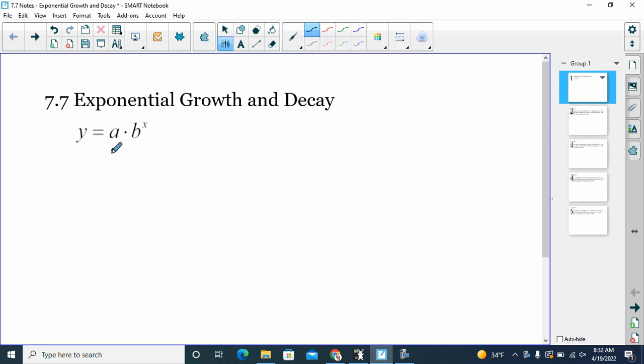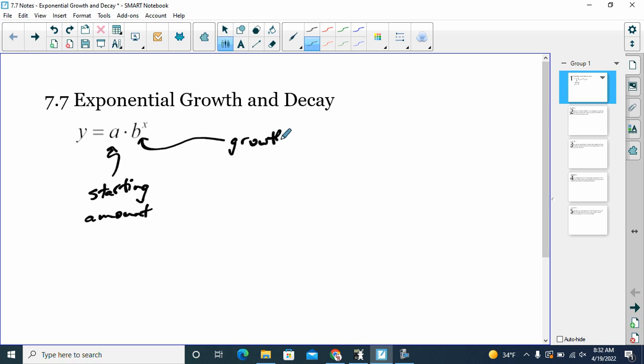When we are working with this, a is always the initial amount. A is our starting amount. And b is what is called the growth factor. Last class we talked a little bit about if that growth factor, if b is greater than 1, that means we have exponential growth. If b is less than 1, we have exponential decay.